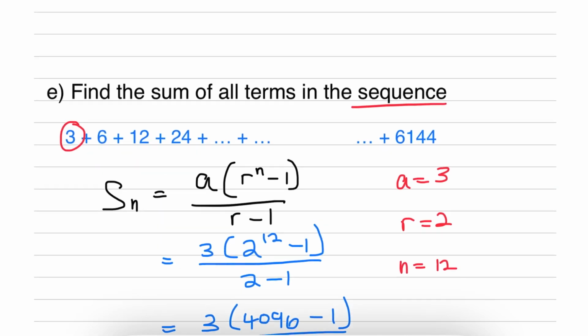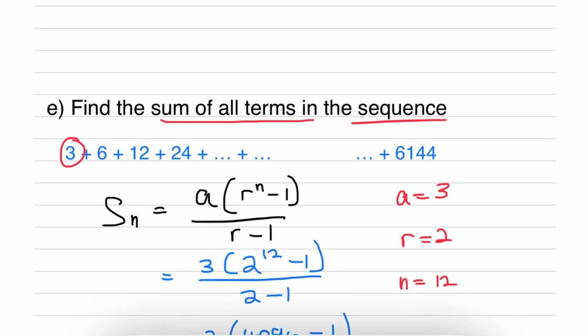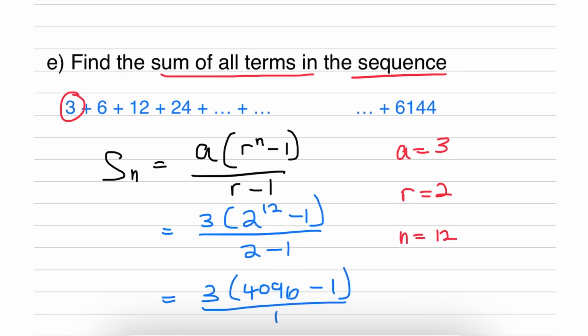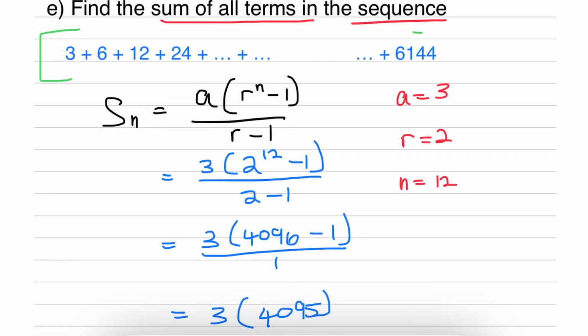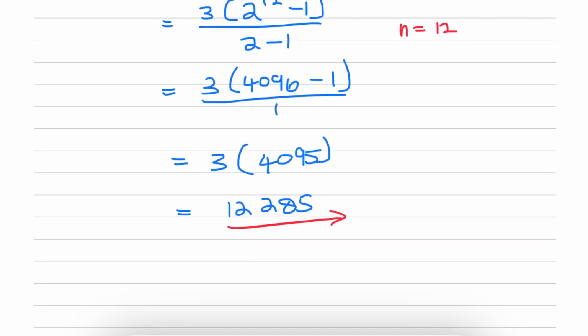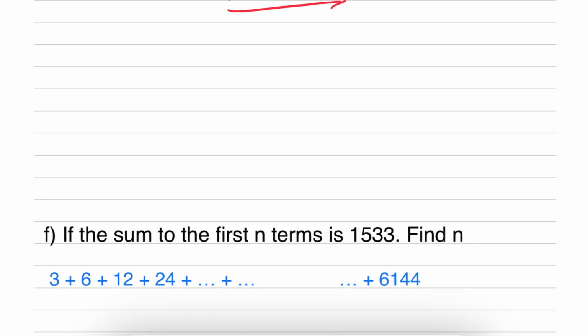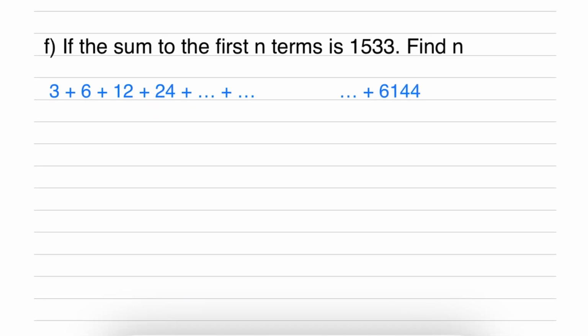This is the sum of all the terms in this sequence. From the first term 3 all the way to the last term 6,144. If you add up all those terms, they should give you this result. Okay. Moving on to our next, or last example, actually.